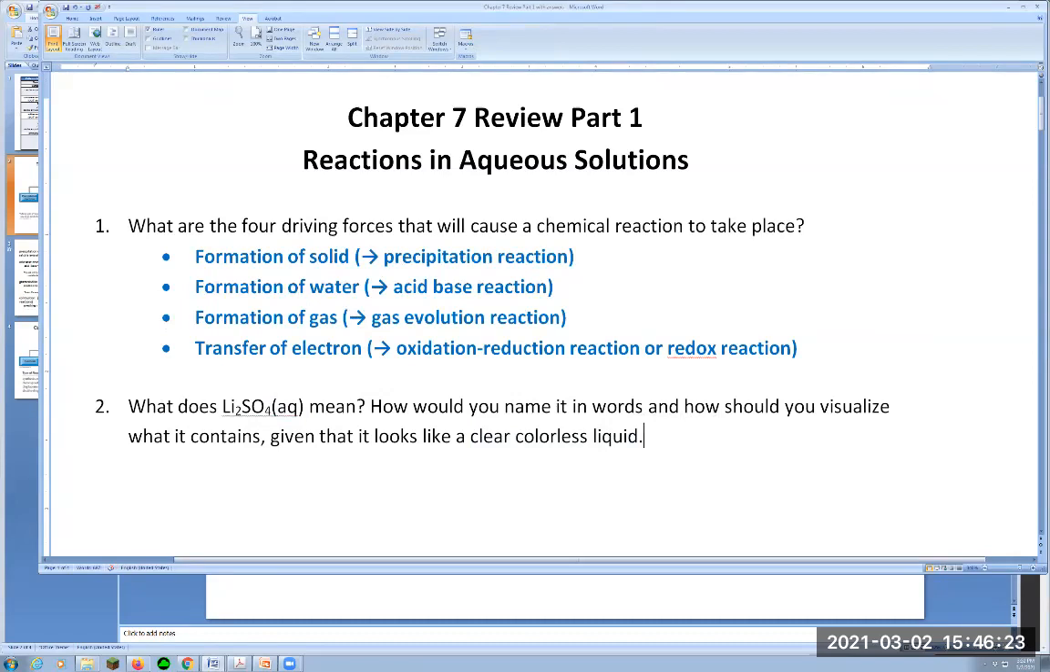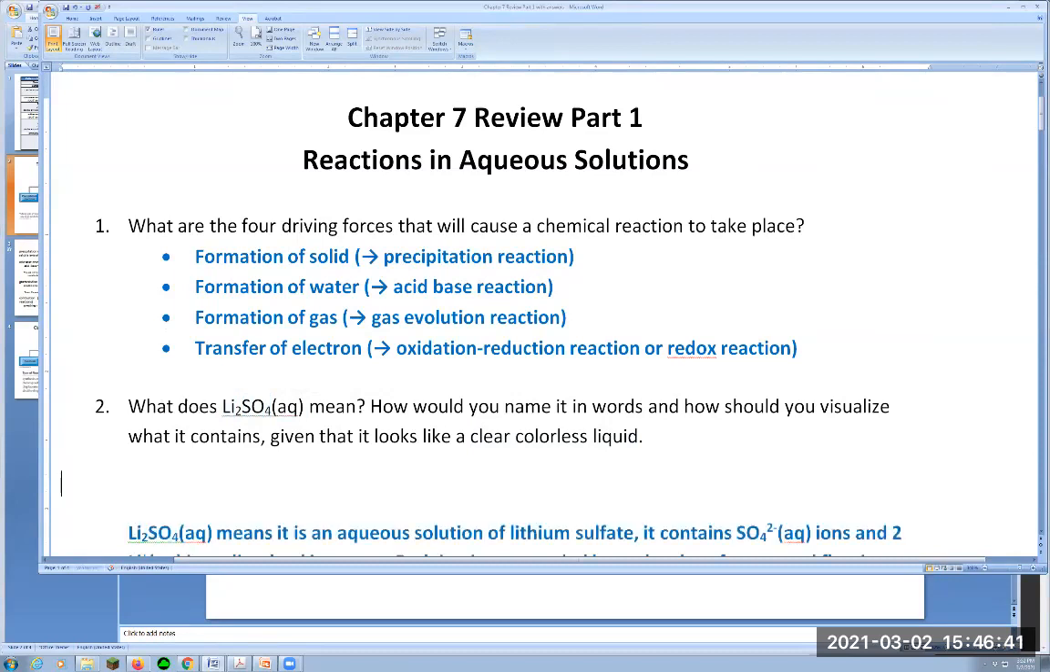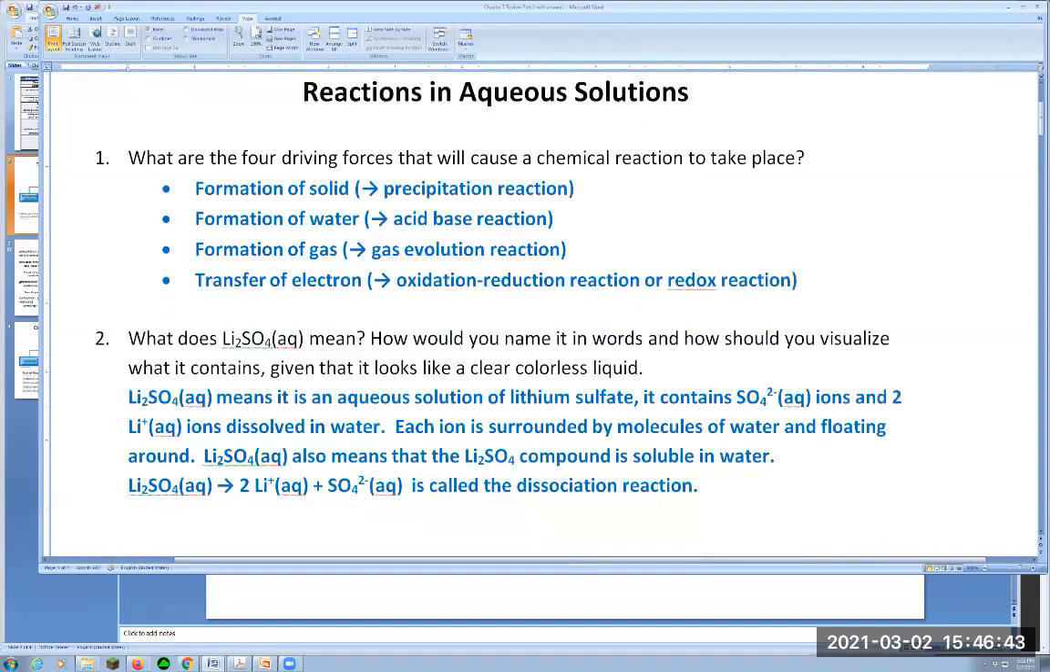So it's an ionic compound, right? Notice how you have a metal, lithium, and a polyatomic ion, SO4. So it's an ionic compound, and then you have AQ. So it means that it's dissolved in water. AQ means it's soluble in water. And so the way you would call this is that it's an aqueous solution of lithium sulfate.